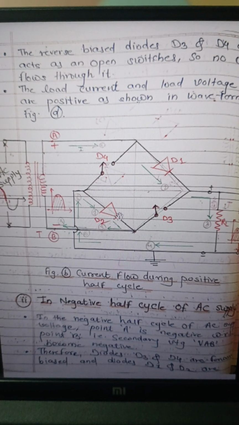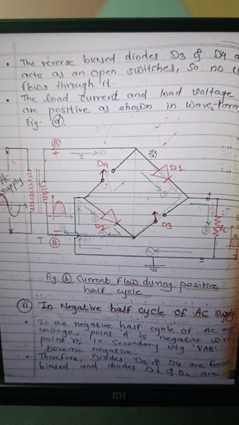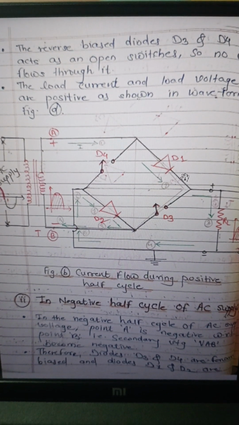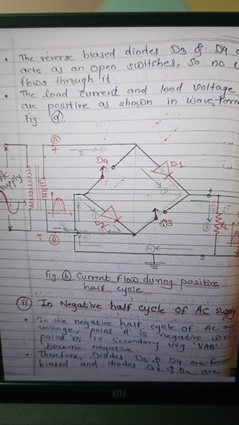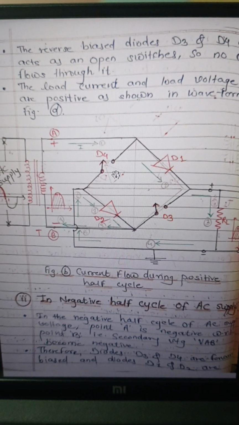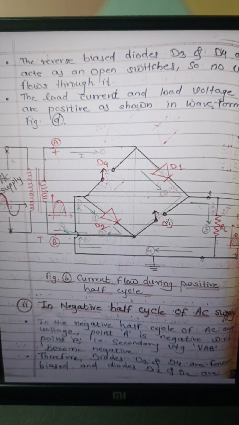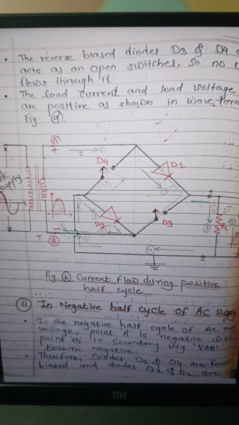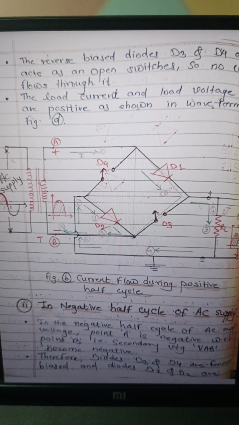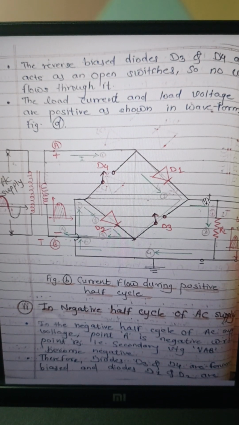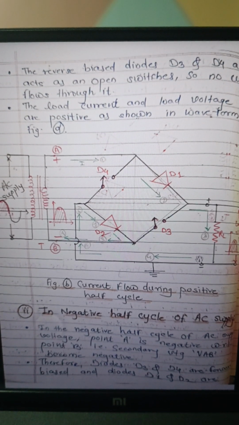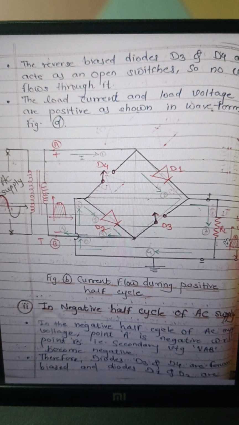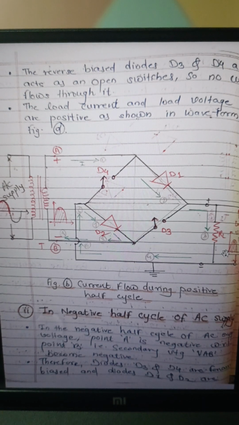So current flows during the positive half cycle through D1 and D2, and D3 and D4 are in the reverse bias mode, so no current flows through these diodes, and they act as open switches. So this is the working: during the positive half cycle we get the output voltage across RL which is positive, and the current direction is like this, from A to B, that is plus to minus. So the current direction is positive, so across RL we get a positive output voltage.